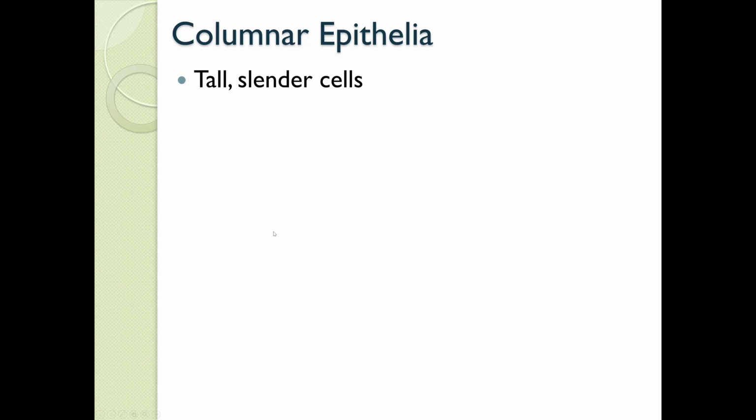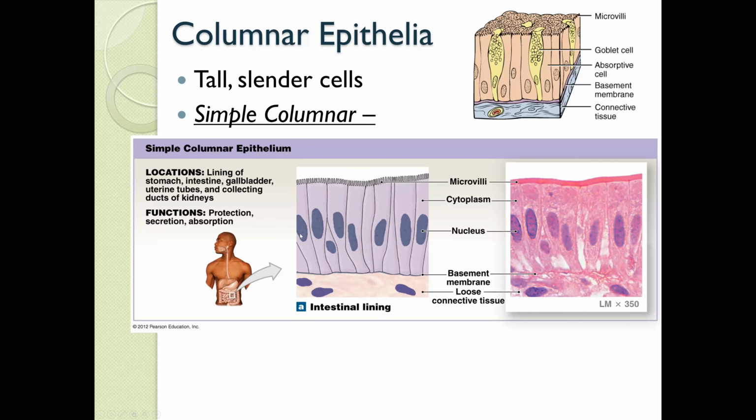Columnar epithelia looks like little columns with tall, slender cells. If you look at simple columnar, this again is a single layer of cells that are tall and thin. And you can again see the basement membrane in this image with the connective tissue underneath. You can find simple columnar epithelium lining your stomach, intestine, gallbladder, uterine tubes, and the collecting duct of the kidneys. This type of tissue functions to protect, secrete, and absorb.